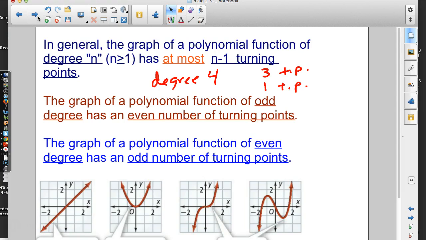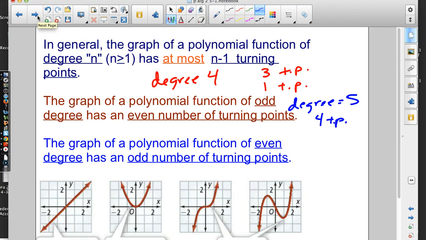If I have a degree 5 polynomial, I can take 5 minus 1, there could be 4 turning points, but there also could be 2. And there could be 0. Wait a minute. How can there be 0 turning points? I mean, if it's an odd degree, isn't that an S-like curve? Well, let me make one for you right here. Doesn't have any turning points.